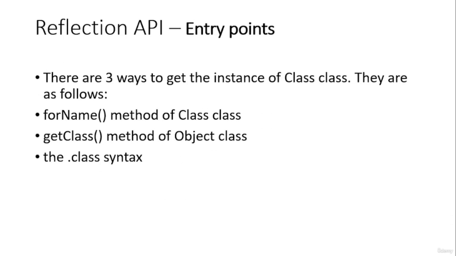Now let us discuss the entry points in the Reflection API. Reflection API has three major entry points through which we can access the Reflection API. The first one is using the Class.forName method, which is a static method present in the Class class, and from this point we will be able to access anything. The next entry point is using the getClass method of the Object class.